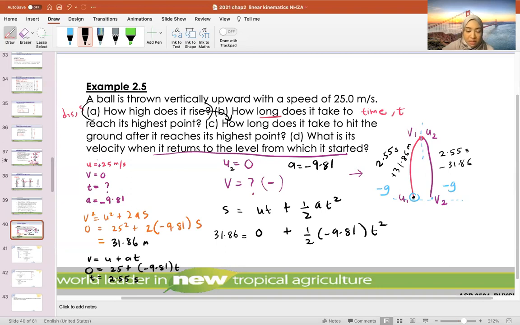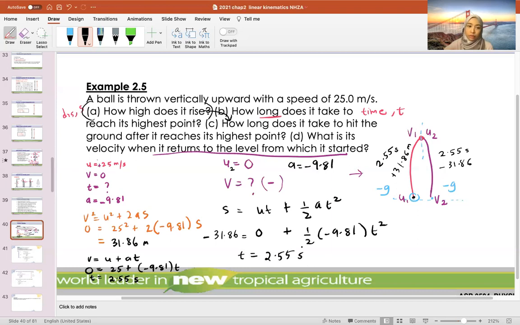Kalau negatif baru it makes sense, right? Kalau negatif, okay, kita try. Negatif, darab 2, negative 31.86 times 2 divided by minus 9.81 and then you square root that. 31.86 times 2 divided by 9.81, square root that. I would get my time as 2.55 as well.